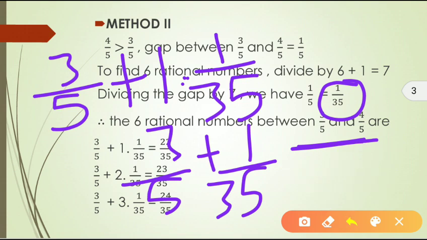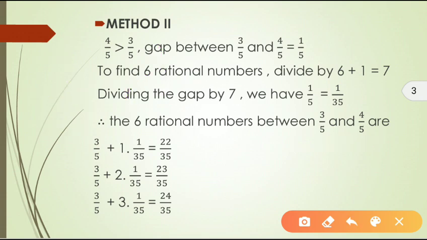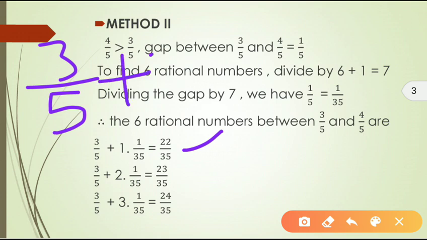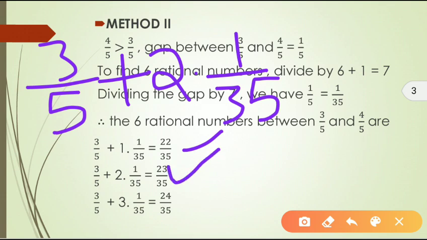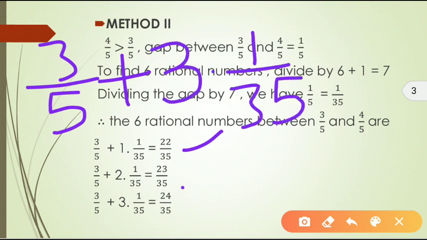Student, this is a little bit typical method, but if you want to solve the question by this method, you can solve it, but the mid value method is easier than the gap method. So this is your first rational number. For finding the second rational number, take the first number 3 by 5, then add 2 and multiply by 1 by 35. When you solve, you will get the second rational number. For the third rational number, 3 by 5, add 3, then into 1 upon 35. When you solve, this is your third rational number.